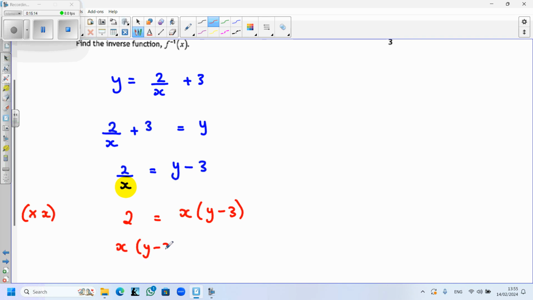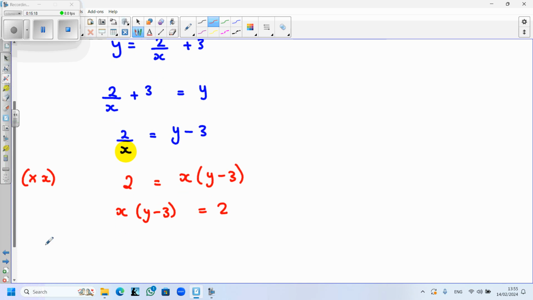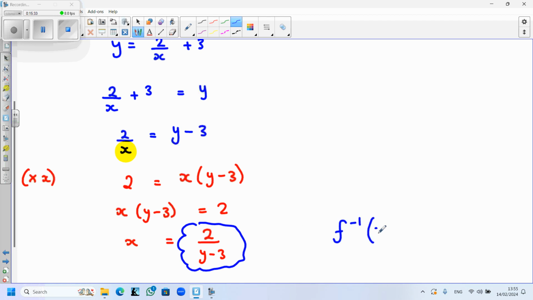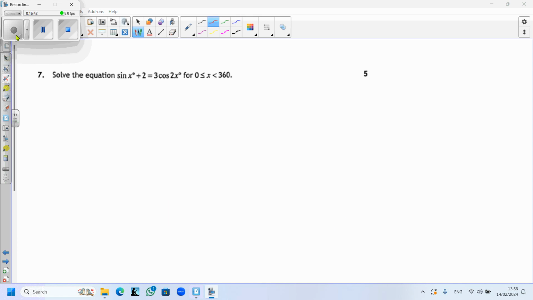x bracket y minus 3 is equal to 2. I don't want that bracket that's multiplied by x to be there, so I divide both sides by it. So I get 2 divided by y minus 3. Now basically your answer is sitting there, but we were asked to find the inverse function f inverse of x. So we've got to write it in terms of x, so it becomes 2 over x minus 3.